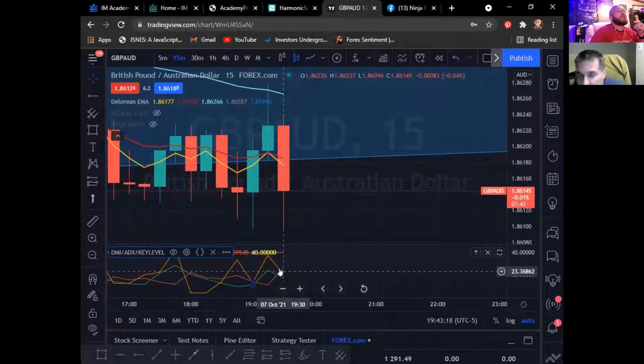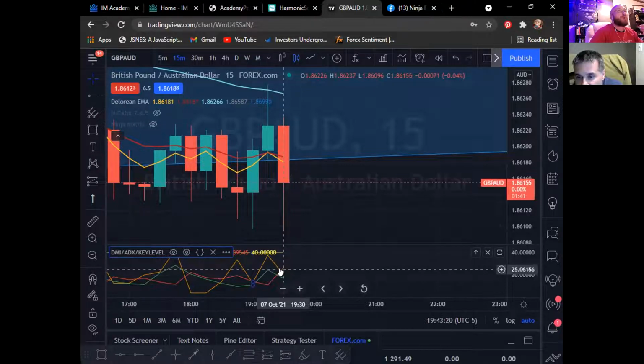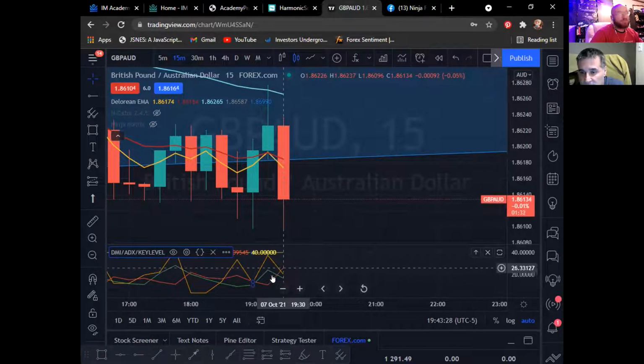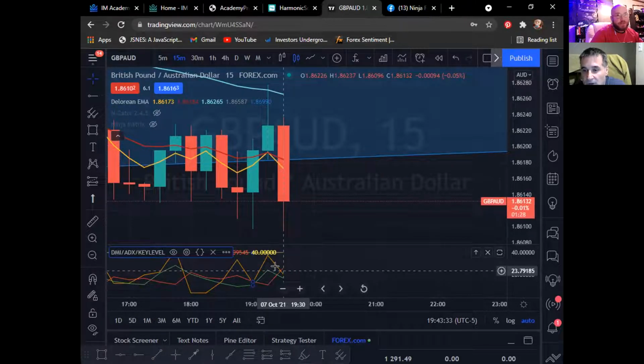So if red's on top, it's a sell. If red's on top of the green, okay. So forget about everything else. Just look at the red and the green lines. Okay. If red's on top of green, it's a sell. If green's on top of red, it's a buy. Got it. Okay. Yep. So right now it's a sell. There's no way I'm entering this trade.